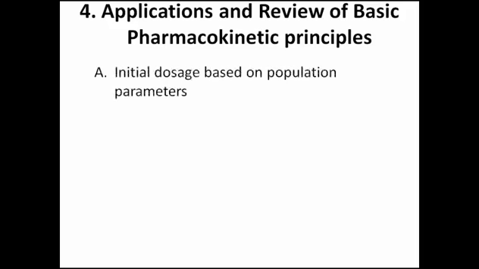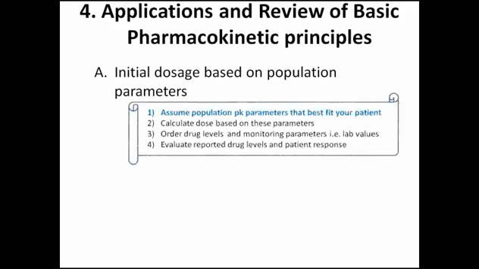Now we're talking about the application and review of basic pharmacokinetic principles. The first step is how we initiate dosage. This is done based on the population parameters. So we assume population pharmacokinetic parameters that best fit the patient, and we calculate the dose based on these parameters. We order a drug level, then we evaluate that level as well as patient response.